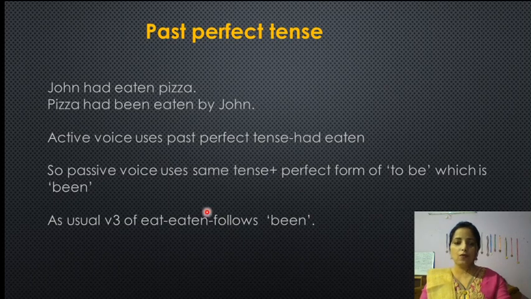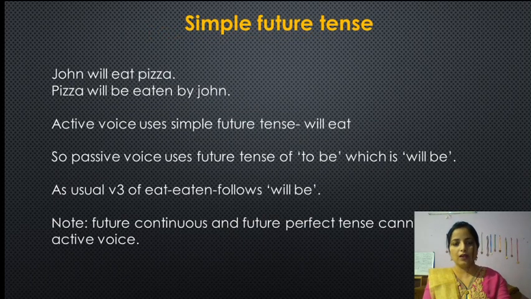The perfect form of to be, meaning V3 of to be, is been. So here we have V3 of been also. Okay. So we have had as it is, we have V3 of been, and then we have V3 of eat, which is already present in active voice also. As usual, V3 of eat, eaten, follows been. So the sentence remains as pizza had been eaten by John. Okay. Which other tense we have?